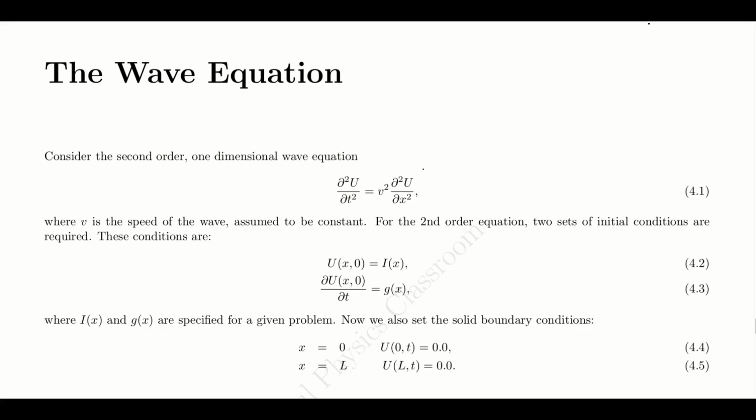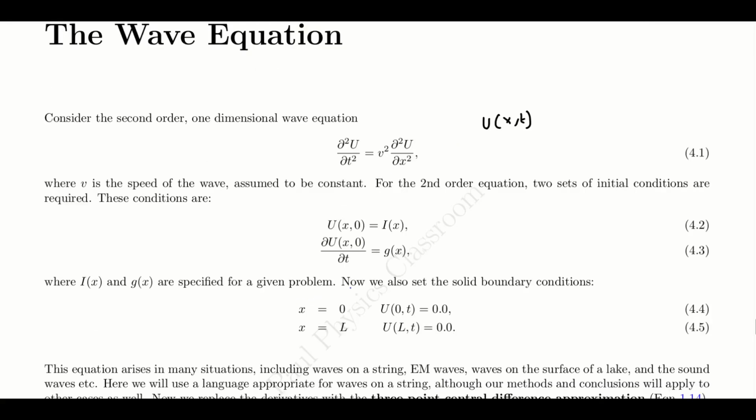First, we consider a second order one-dimensional wave equation of this type: d²u/dt² equals v squared times ∂²u/∂x², where u is a function of x and t, space and time. Now v is the speed of the wave, which is assumed to be constant here, and because it is a second order differential equation, you need two boundary conditions at least.